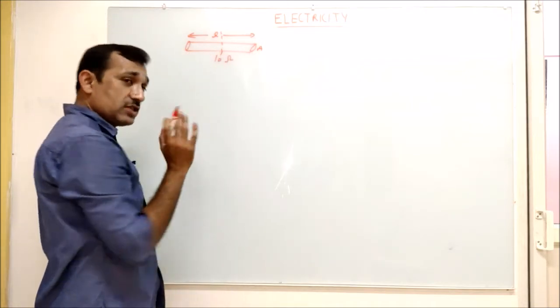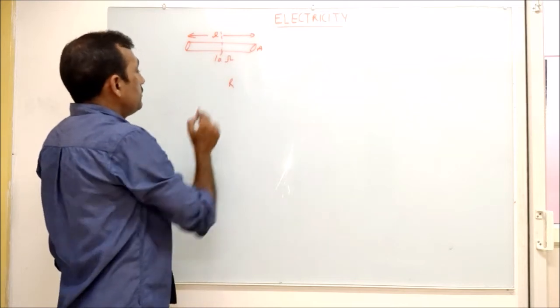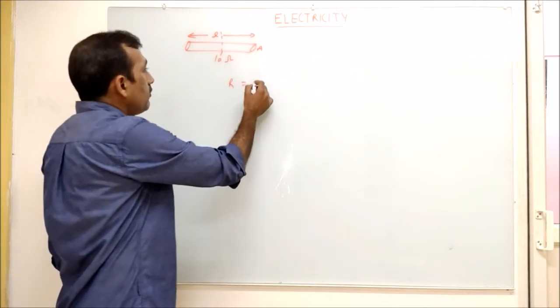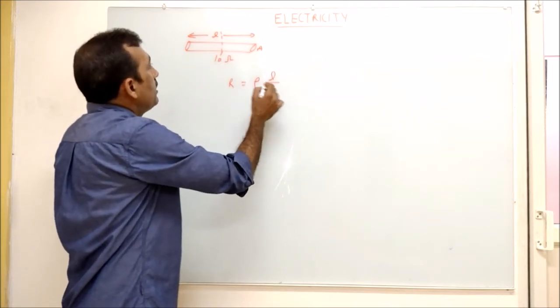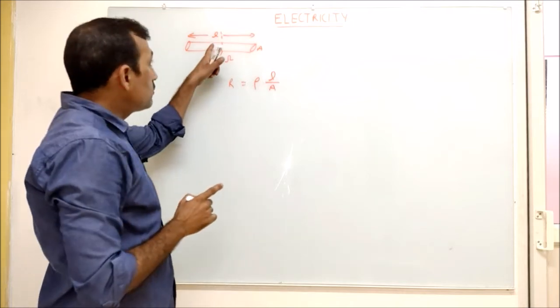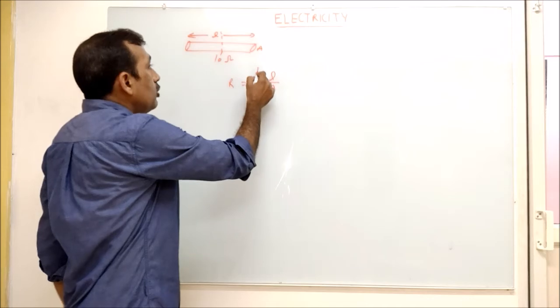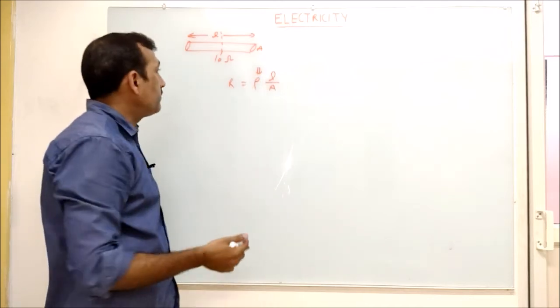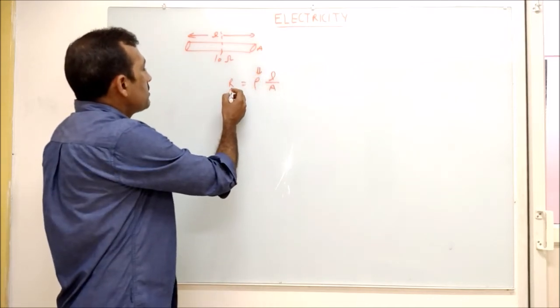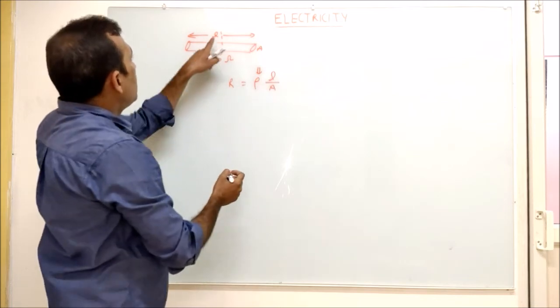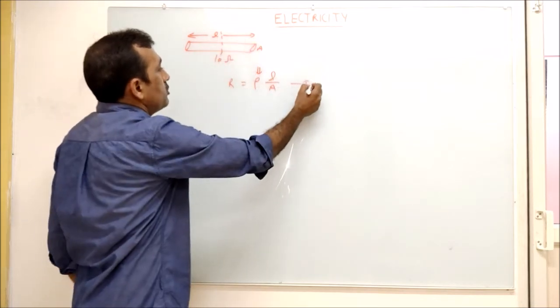How to calculate? Suppose earlier resistance of this wire is R. We know R equal to rho L by A, and I am saying this wire is cut into half. That means I am not changing the material. That means rho is fixed. Rho is not changing. So say suppose R equal to rho L by A. This is equation 1.